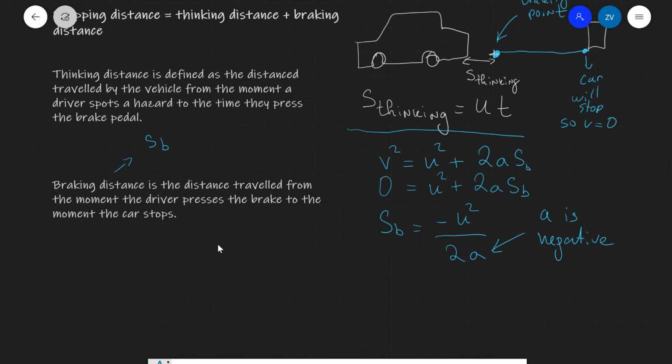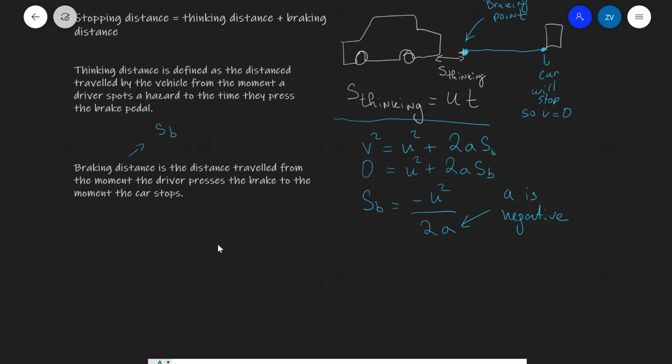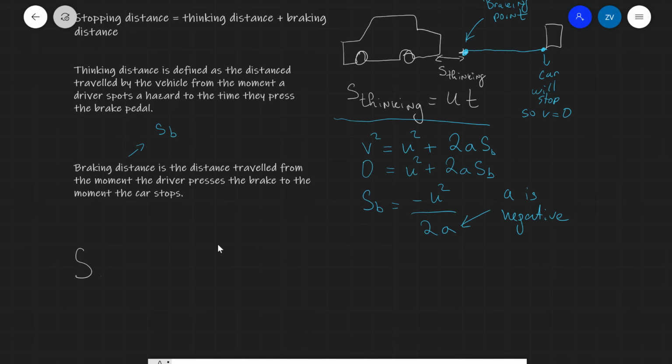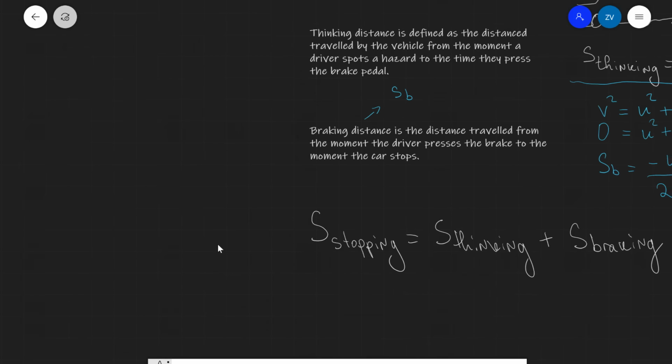Remember, our stopping distance is defined as the sum of those, so let's write this down underneath here. Our stopping distance, I'm just going to call that S, let's give it a subscript, is just going to equal the thinking distance, which is our initial speed times time, plus our braking distance.